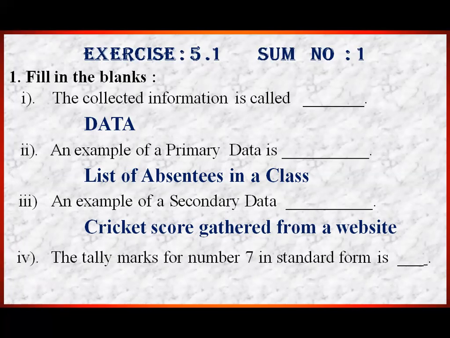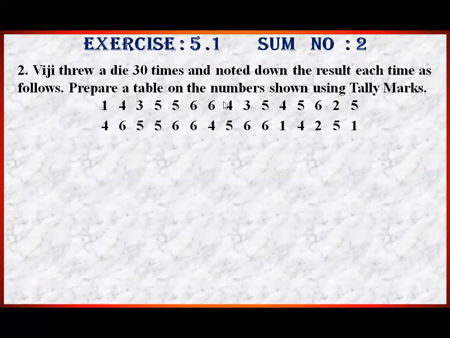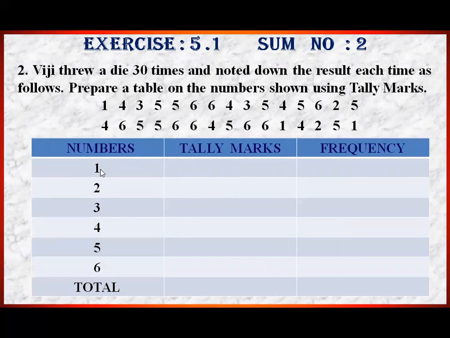The tally marks for number 7 in standard form: you draw a bundle for 5 and 2 extra for 7. Vijay threw a die 30 times and wrote down the results each time as follows. Prepare a table on the numbers shown using tally marks. So you have all these numbers. The least number is 1 and the highest number is 6. Let's draw the table with numbers 1, 2, 3, 4, 5, 6 and the total, which they say is 30. After drawing the tally, let's check whether the total is 30.